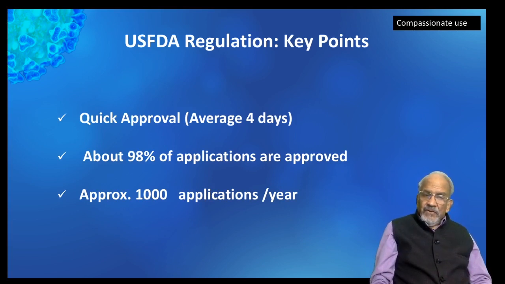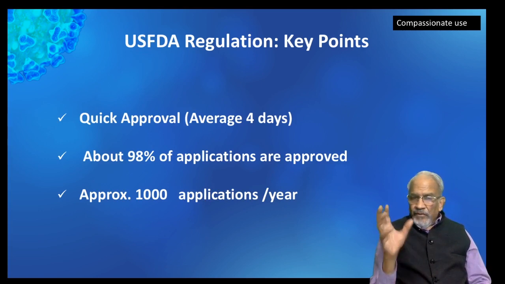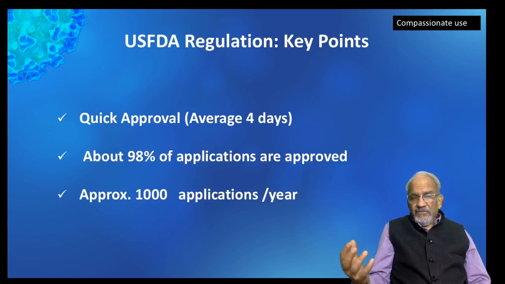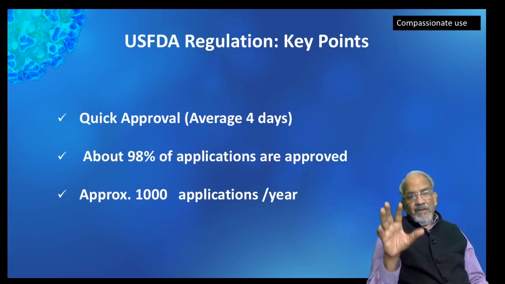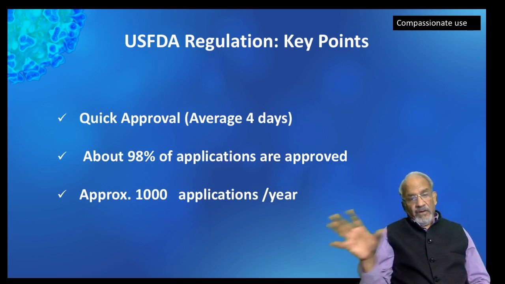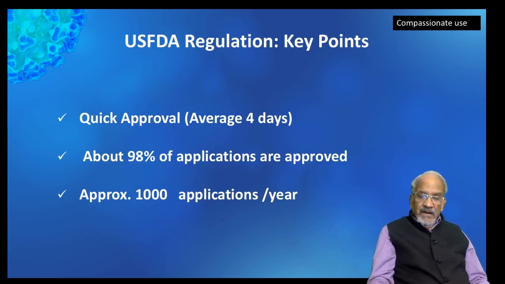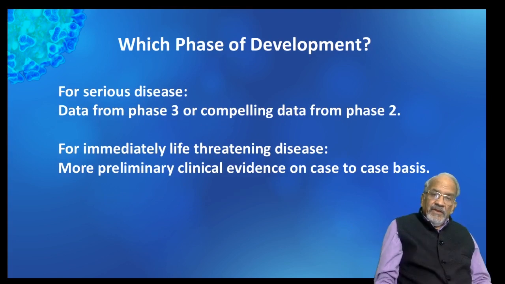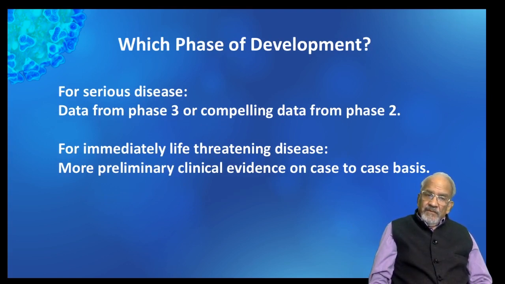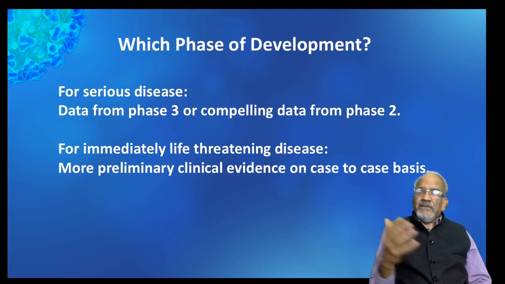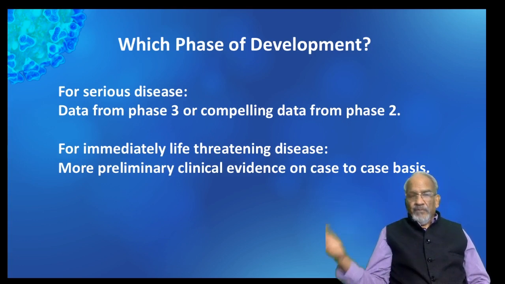You have to see what US FDA regulations say about it. The key point is there is a very quick approval process. An average approval of compassionate use has been 4 days, as short as that. Within that small period, you approve the drug for compassionate use for, as I said, an individual, a group, cohort, or a larger population. And a large number of applications are approved every year. It is also important which phase of drug development the compassionate use drug is in. And usually the drugs are in phase 3, yet not approved.